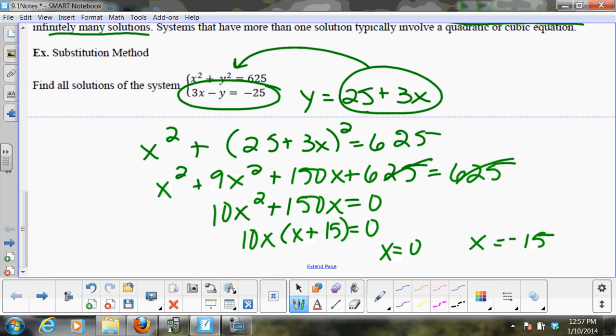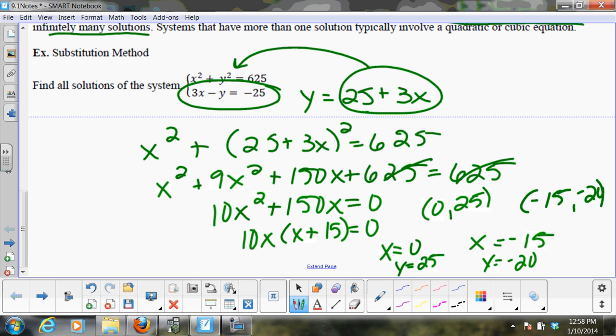So if I plug 0 into the y equation, 25 plus 3 times 0 is 25. So that's 1 point. And if I plug negative 15 in here, 25 plus 3 times negative 15, 25 and negative 45, we get negative 20. So our second point, negative 15, negative 20.